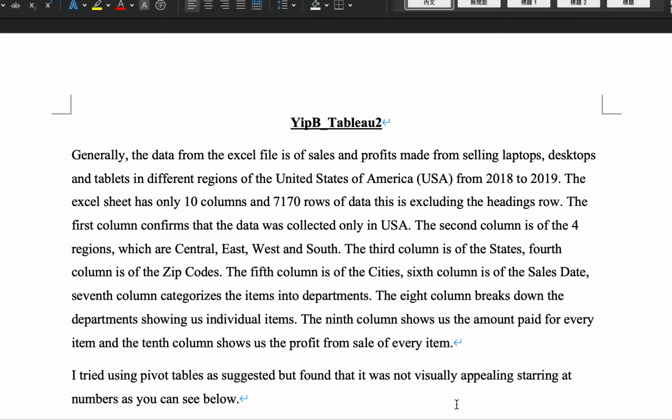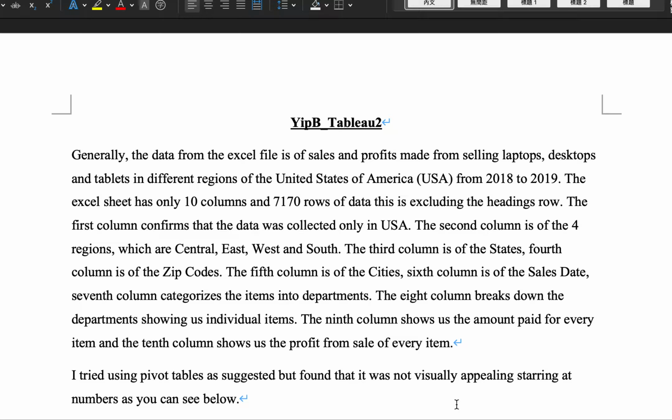Generally, the data from the Excel file is of sales and profit made from selling laptops, desktops, and tablets in different regions of the United States of America from 2018 to 2019. The Excel sheet has only 10 columns and 7,170 rows of data, and this is excluding the hidden rows.